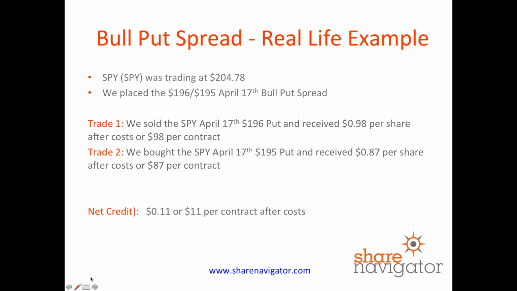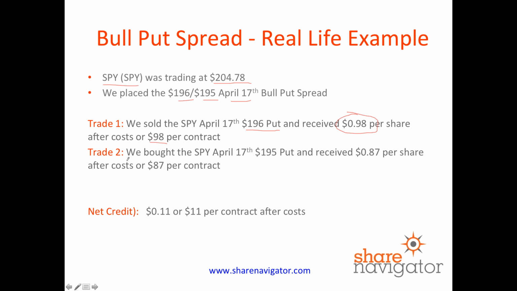So here we have a real life example of a bull put spread. Back in April, SPY was trading at 204.78. We placed a 196/195 bull put spread for the April 17th expiry. So it was two trades that we placed as one. The first trade was selling the $196 put, and we received 98 cents per share or $98 per contract.